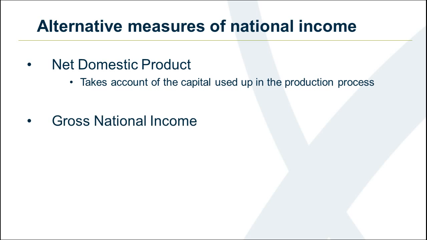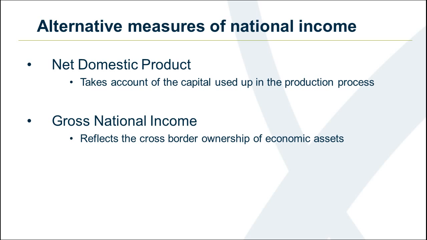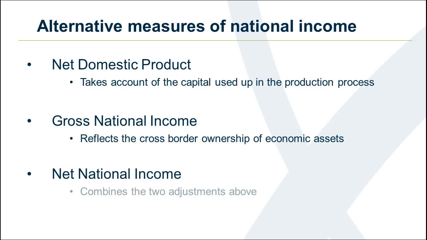Secondly, gross national income, which accounts for the cross-border ownership of economic assets of a national of a particular country. For example, a person that works in one country and lives in another, or the rental income on a property abroad. Gross national income gives a fuller indication of the resources available to nationals of that country. Finally, net national income, which combines these two adjustments.